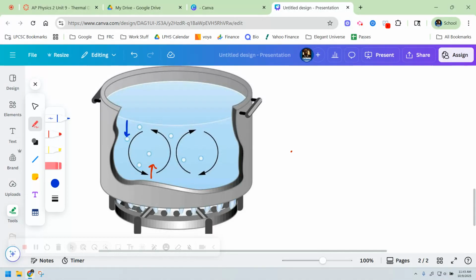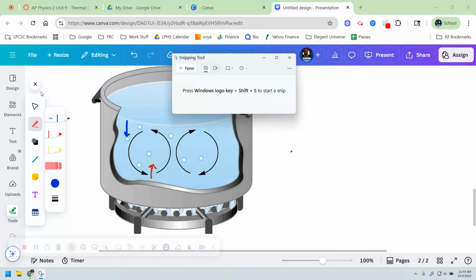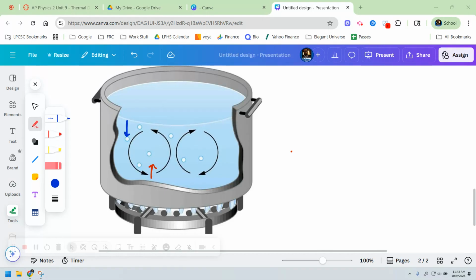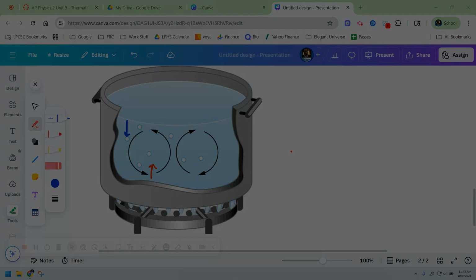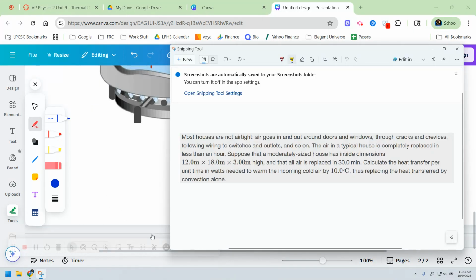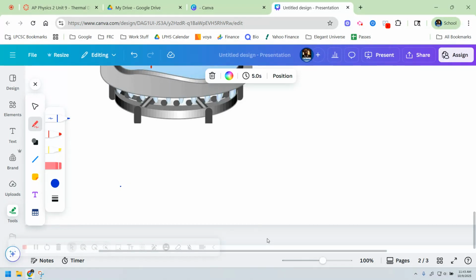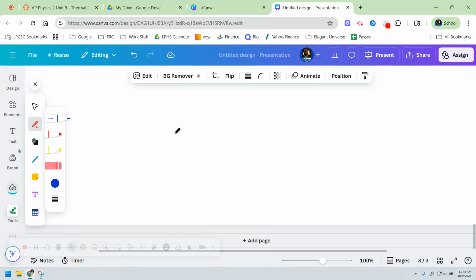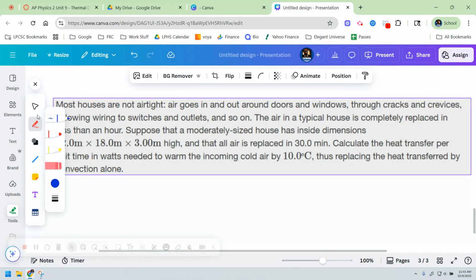So let's do a little math with that and see how that actually works in the real world. I'm going to copy this real quick. Furnaces in general, the way that our furnaces in our house work, most of them, not all of them, have a fan, and that fan's only job is to circulate the air. So let's read this real quick.